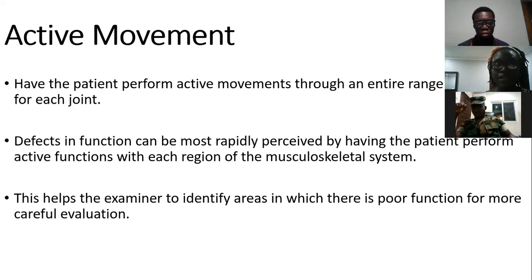Then we move to active movement. Active movement means that you ask the patient to perform the movement. So if you take the elbow joint, for example, the range of movements are flexion, extension, supination, and pronation. So when you ask the patient to do these things, that is called active movement. Okay, and so that is the manipulation aspect of the examination. So we have inspection, palpation, and manipulation. So active movement, ask the patient to do the movement.